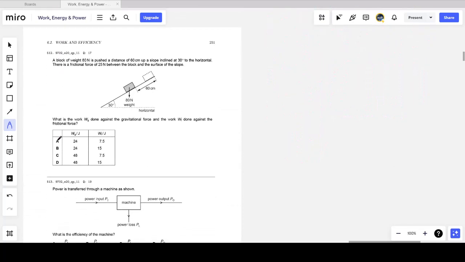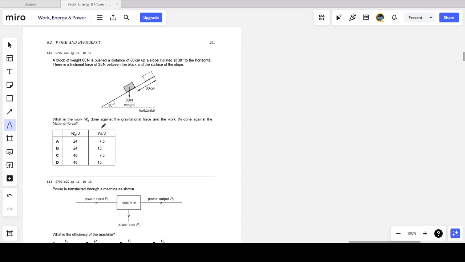The next question is 512. It comes from the summer 2020 exam, so summer being May, June 2020, question paper 1, variant 1, and it's question 17 from that paper. We're told that a block of weight 80 newtons is pushed a distance of 60 centimeters up a slope inclined at 30 degrees to the horizontal. There's a frictional force of 25 newtons between the block and the surface of the slope.